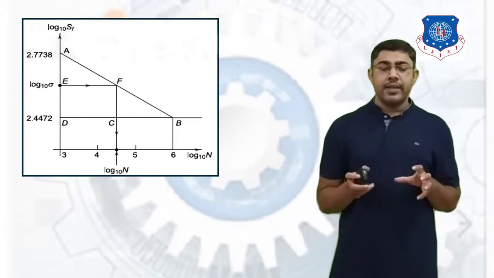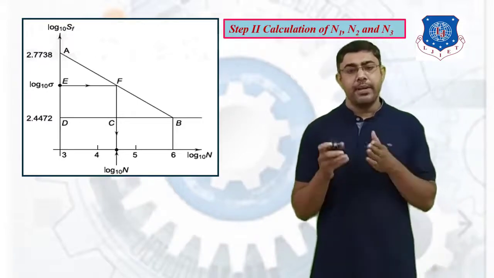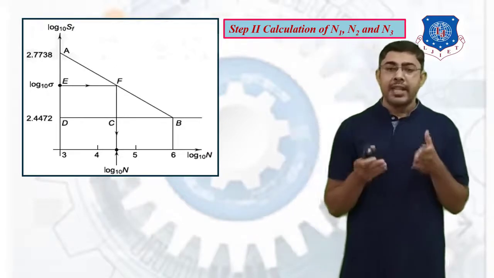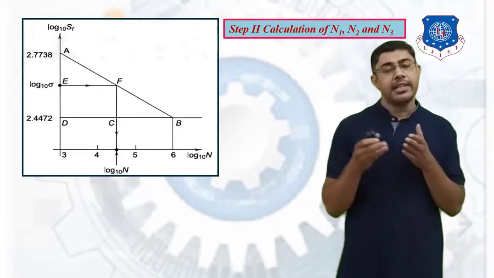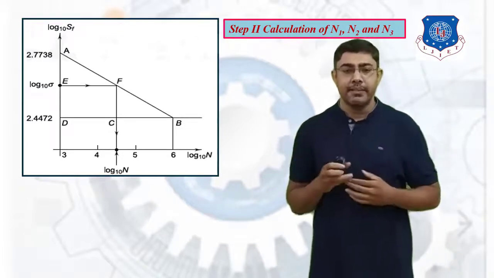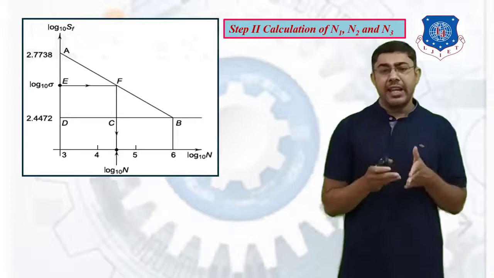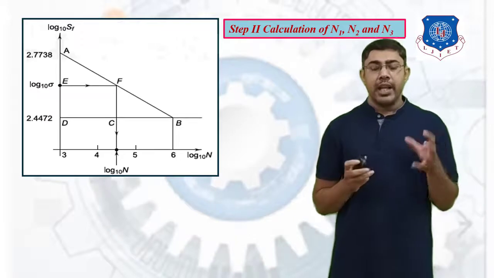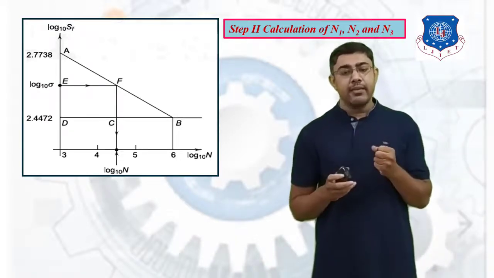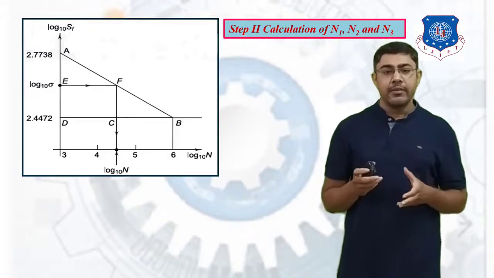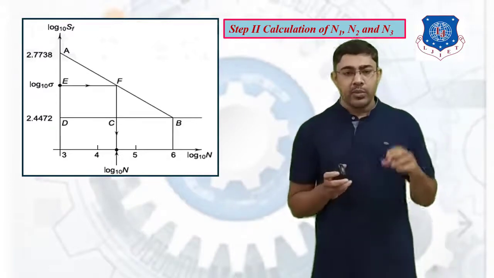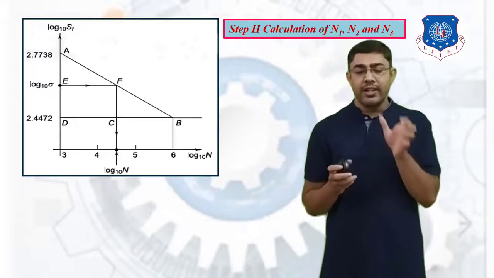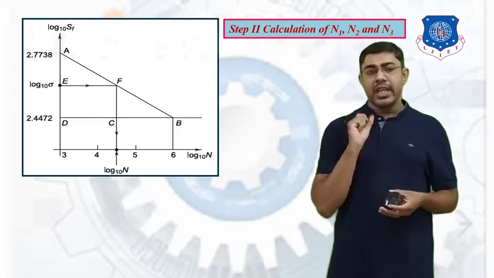So next, step 2 is the calculation of capital N1, capital N2 and capital N3, that is the life cycle at particular stress levels sigma 1, sigma 2 and sigma 3 respectively. To calculate N1, N2 and N3, we have to use these SN diagrams. If we see the SN diagrams, the equation of log n becomes 3 plus EF. So to calculate log n1, log n2, log n3, we first have to calculate the value of EF.